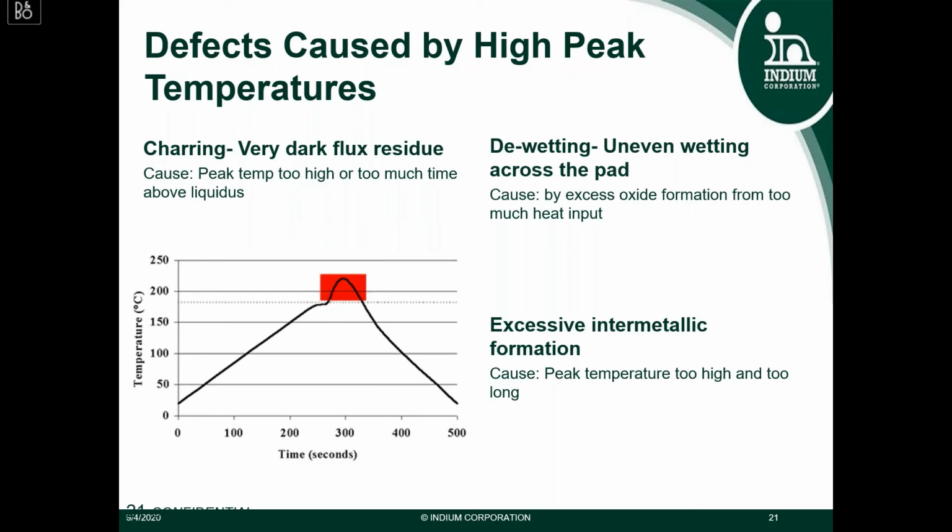And finally, excessive intermetallic formation. If you have too hot of a peak temperature, you can get too thick of an intermetallic, which can cause some mechanical reliability issues down the road because, as we mentioned before, intermetallics are the most brittle part of a solder joint. However, they're necessary.